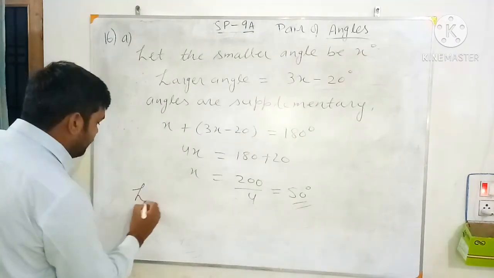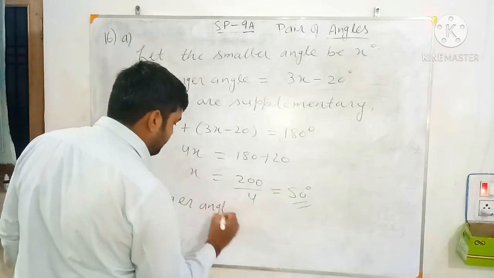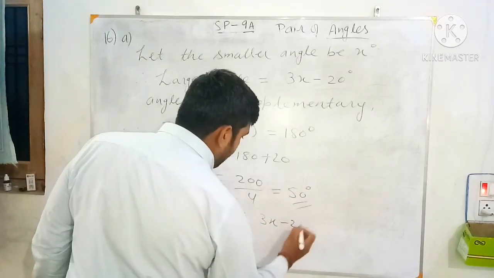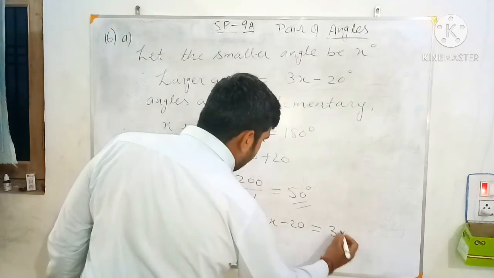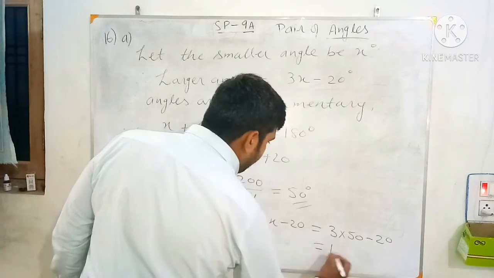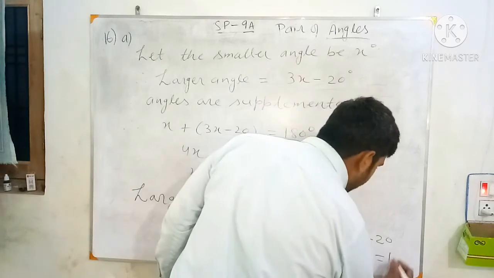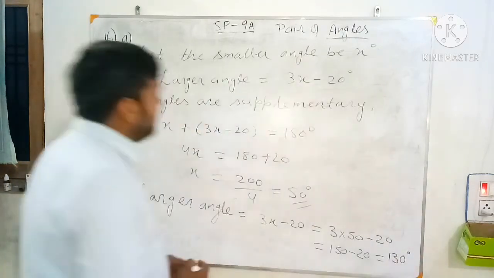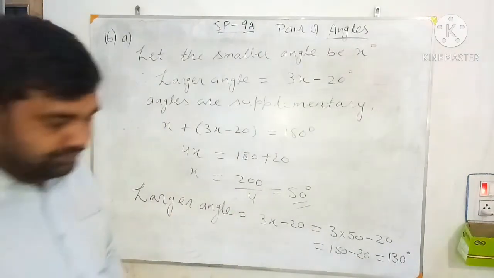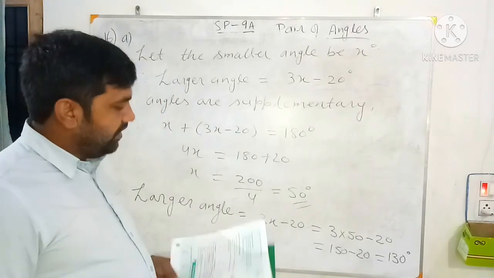Now larger angle equals 3x minus 20. Now put the value of x. 3 into 50 minus 20, that is 150 minus 20, that is 130 degrees. Now the two supplementary angles are 50 degrees and 130 degrees.